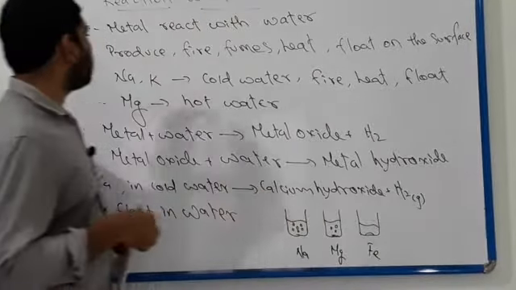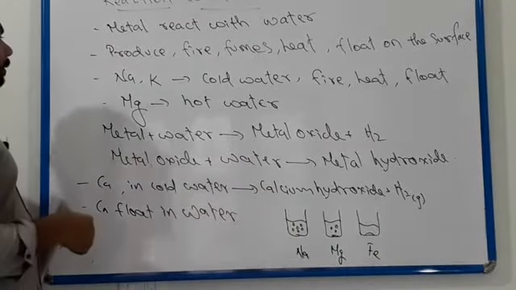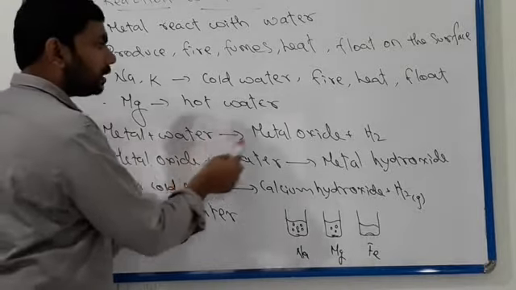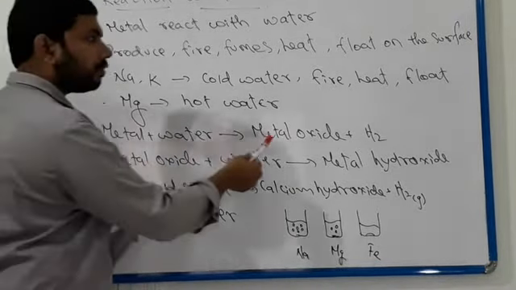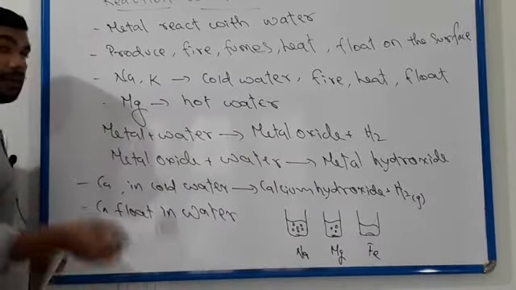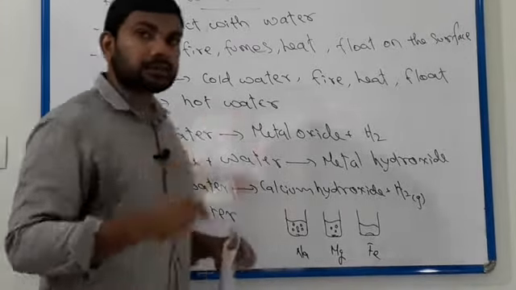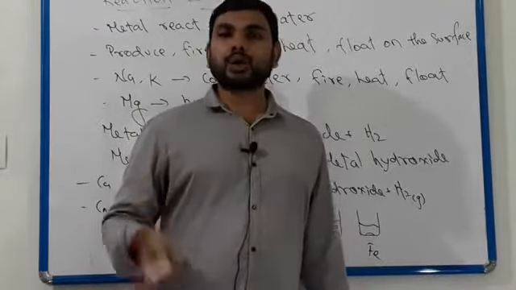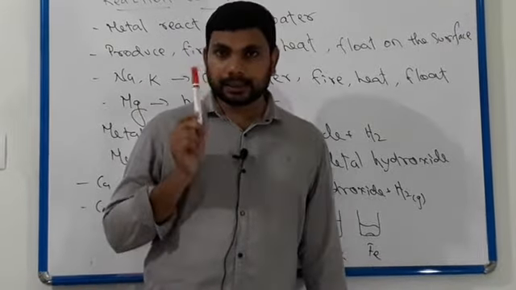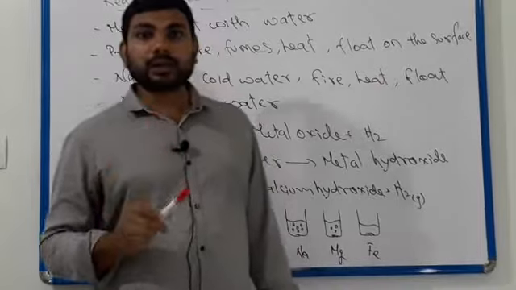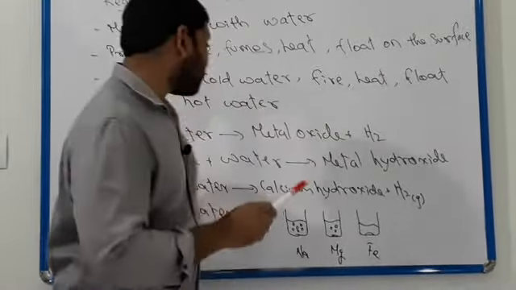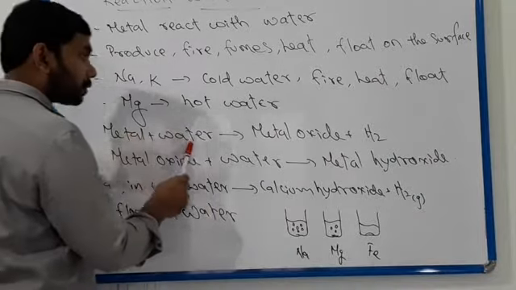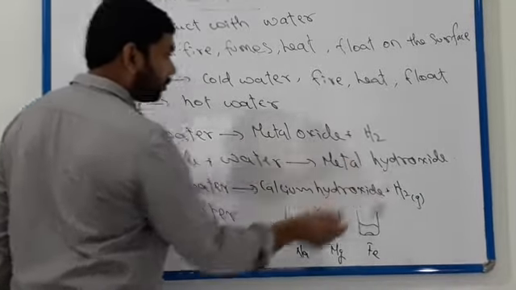Also, you have to remember here, metals reacted with water form metal oxide and hydrogen. Remember this. Before, I told you metal reacted with oxygen gives metal oxide. You have to remember these things. Similarly, metal reacted with water gives metal oxide and hydrogen.